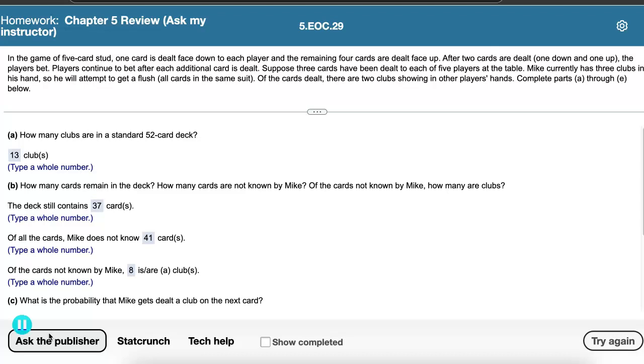Take a moment to pause the video and read this full problem statement, including these parts here, A and B. I'm going to start talking here about part C.